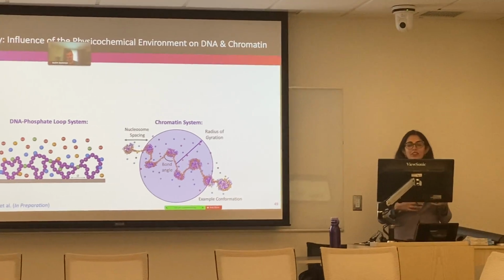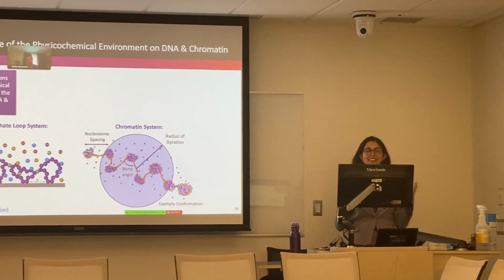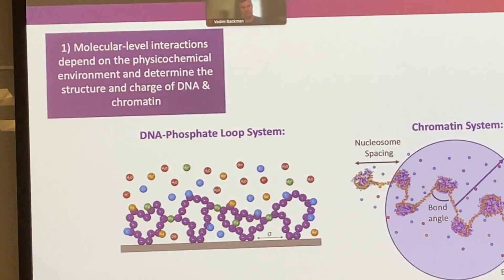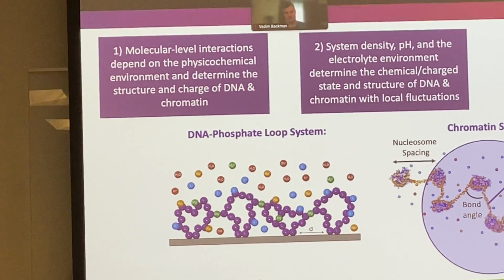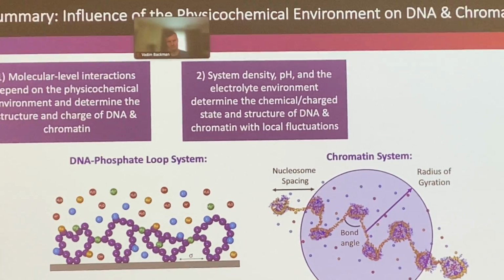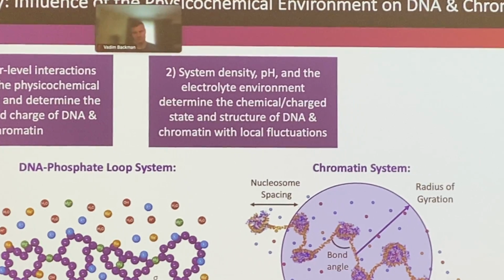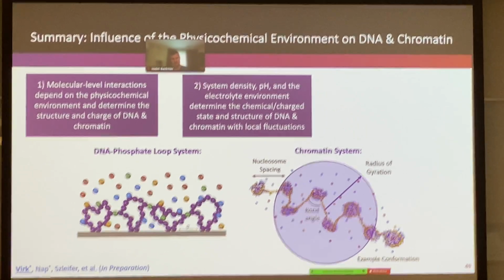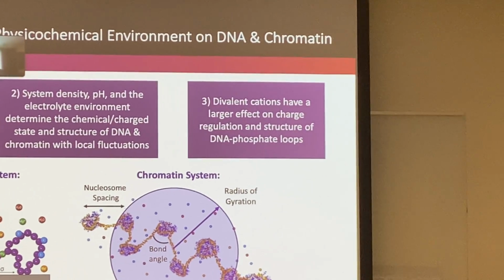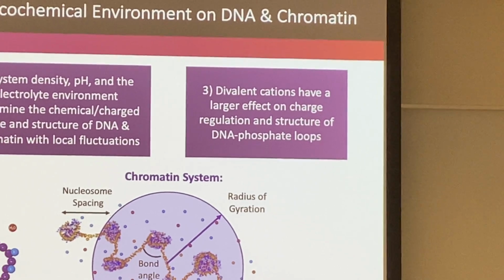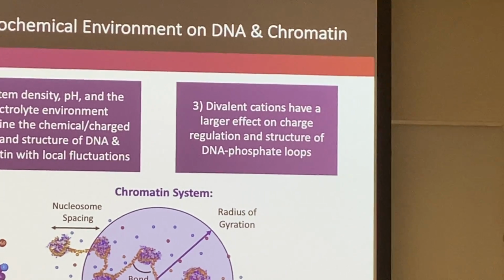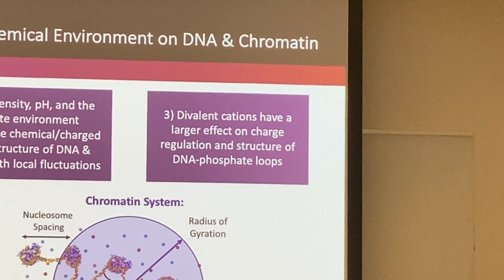So overall, the summary of this molecular theory work is that molecular level interactions depend on the physicochemical environment and determine the structure and charge of both DNA and chromatin. The second is that bulk system density, pH, and the electrolyte environment will determine the chemical or charge state and the structure of DNA and chromatin with local fluctuations. And then finally, and this is kind of a future direction for the chromatin system, is that divalent cations have a much larger effect on the charge regulation and the structure of these DNA phosphate loops, and we anticipate that this will have a larger effect on the chromatin system as well.